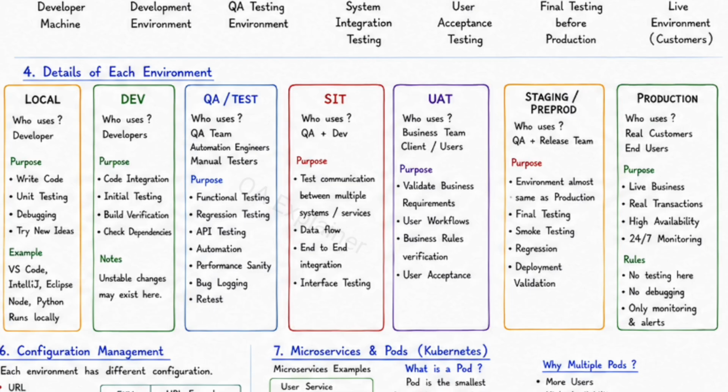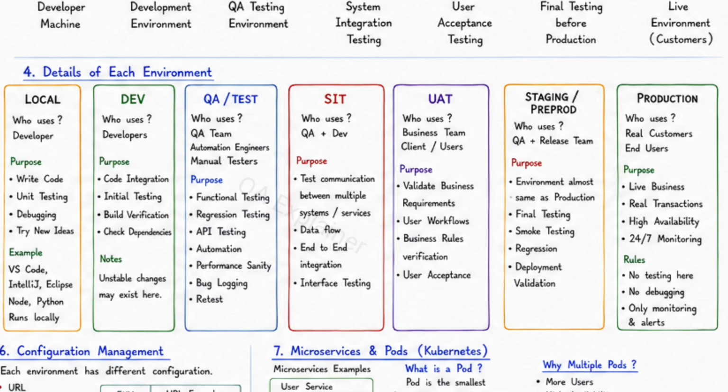Then we have the SIT environment. Who uses the SIT environment? It is used by QA and dev. Mostly we check the communication between multiple systems and modules, the data flows, and end-to-end integration. We also do interface testing: if we change the entire interface of our application, we perform the testing here.